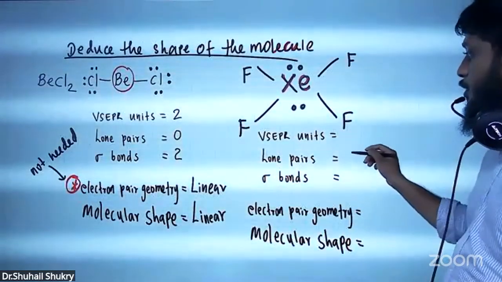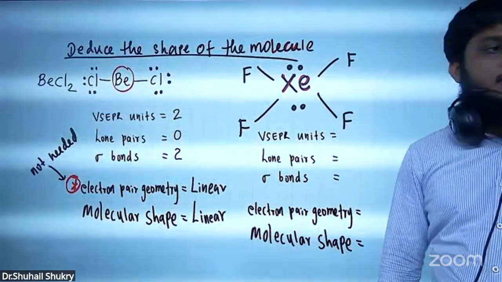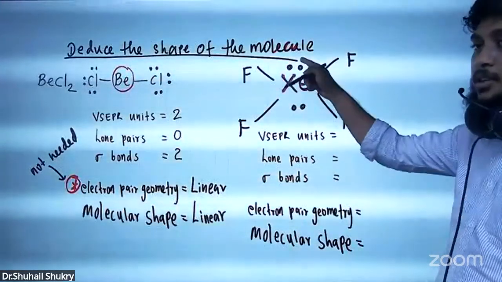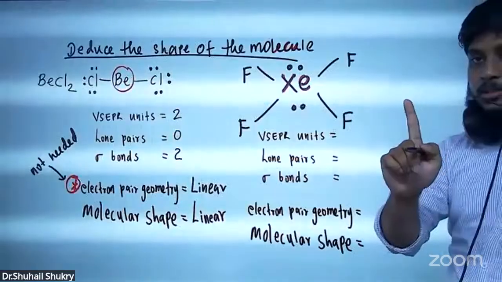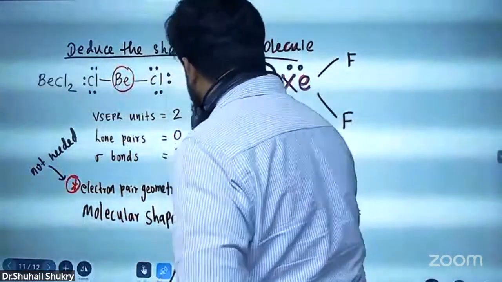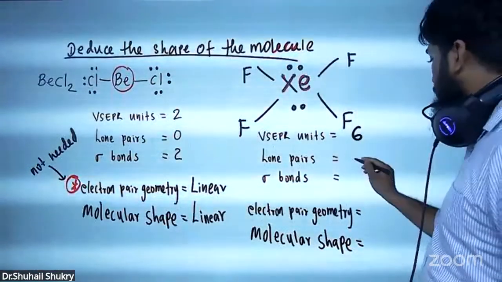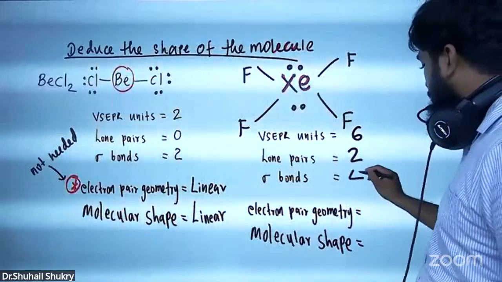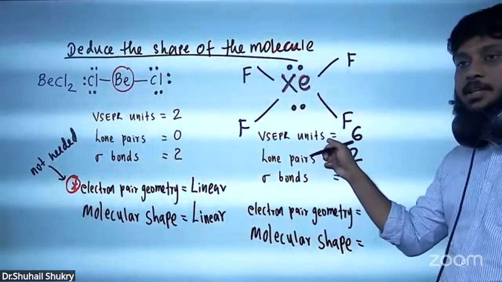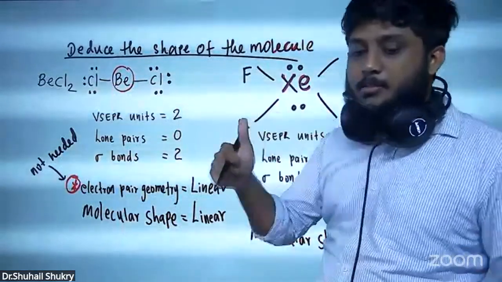VSEPR units, how many? Come on, answer. 6, right? 1, 2, 3, 4, 5, 6. One pair is one unit, so VSEPR units are 6. I can write 6 here. Very good. Lone pairs, you can see 2. Sigma bonds, 4. Electron pair geometry is decided by what? VSEPR units. How many VSEPR units? 6. What is the shape for 6 sigma bonds?